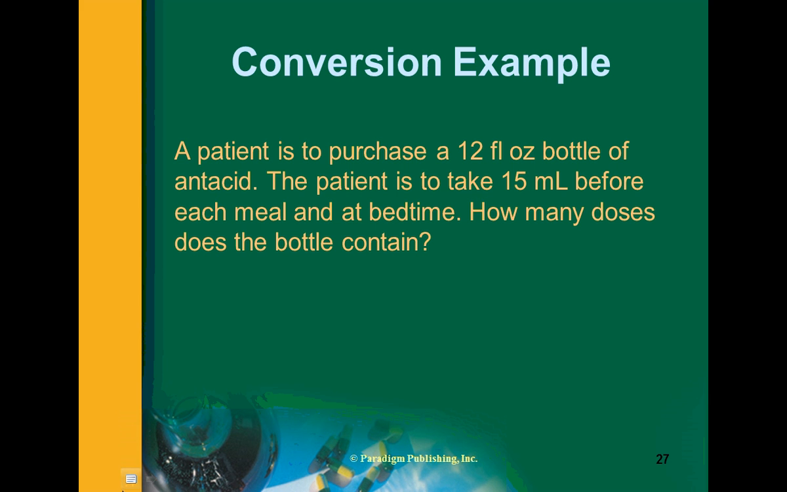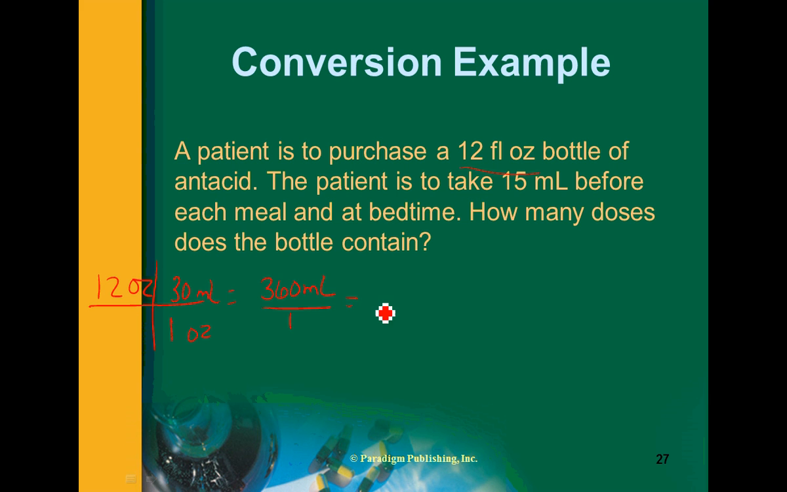So what I would do is take the 12 ounces and convert it to milliliters. If you have ounces here, you have ounces here, and we know that 1 ounce equals 30 milliliters. I just cross multiply and divide, so 12 times 30 would equal 360 milliliters, and divide by 1.